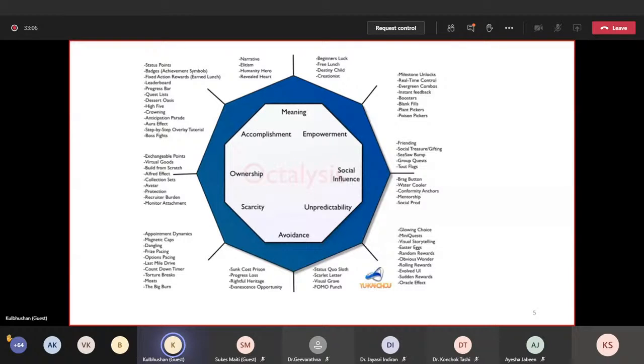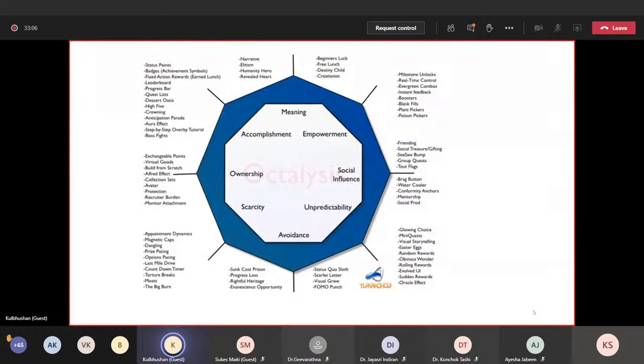Along with each core drive, if it is visible, you can see there are a few game mechanics written over there, like narrative, elitism, beginner's luck. These are the game mechanics associated with the very first core drive, the epic meaning. And similarly, each core drive has some of the game mechanics listed along with them. These game mechanics are actually the things that have been derived from the computer games. Later on we will try to see how many of these we actually require in our application and how we can create further more game mechanics.